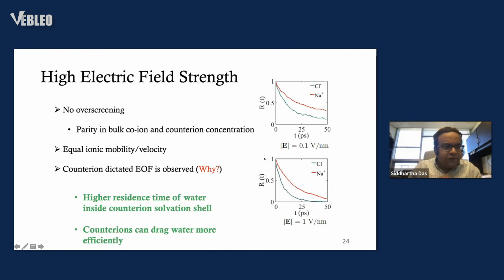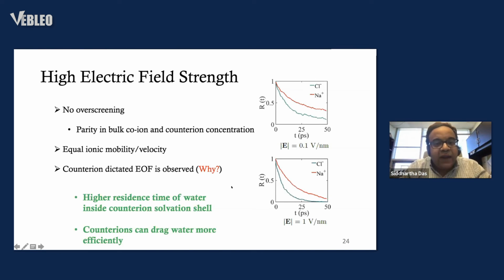We now study the residence time. This is the last important thing we are talking about. That is, we study how long the water molecules reside in the solvation shell of these ions. And we find that for both large and small electric fields, the time for which the water molecules reside in the solvation shell is much larger for the case of sodium ions as compared to the chloride ions. That means the sodium ion motion will better coordinate the motion of the water molecules.